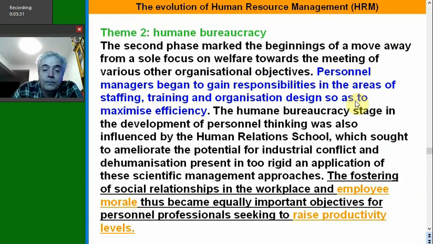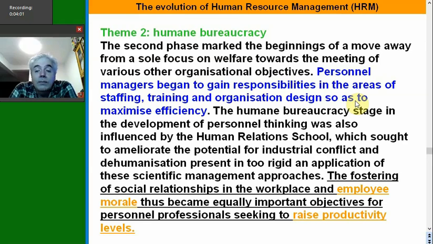Theme 2 is the humane bureaucracy. The second phase was marked by the beginning of a move away from the sole focus on welfare towards the meeting of various other organizational objectives. Personnel managers began to gain responsibilities in the areas of staffing, training, and organization design, so as to maximize efficiency.